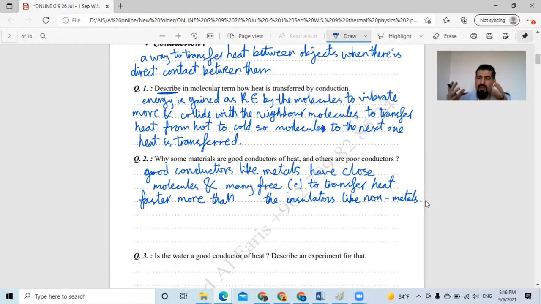So the closer the molecules are, like you and your neighbor being close to each other, the faster you transfer the rumor or the energy. And whenever you have more free electrons, more things to share, you can transfer the energy or the information between you and your neighbor. So one by one, heat is transferred.